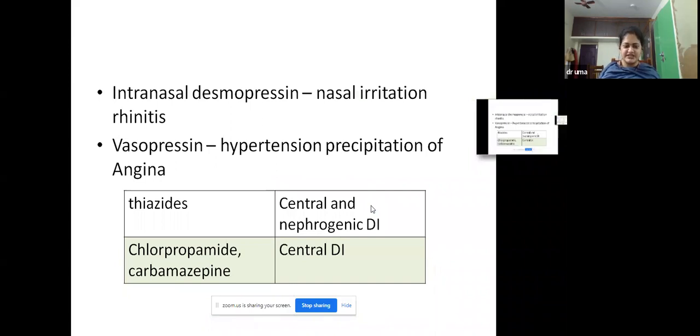Desmopressin is also available by the intranasal route. It produces nasal irritation and rhinitis as side effects. Vasopressin causes hypertension and precipitation of angina, mainly by activating the V1 receptors. Drugs like thiazides are used for both central and nephrogenic diabetes insipidus. Desmopressin, chlorpropamide, and carbamazepine are used only for central diabetes insipidus. So thiazide is used in both.